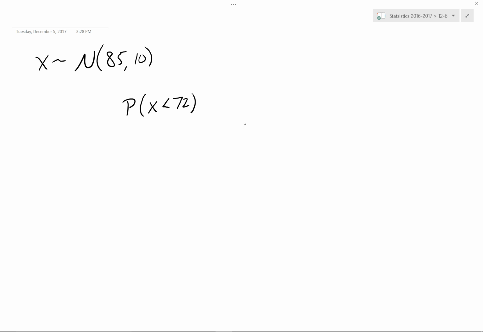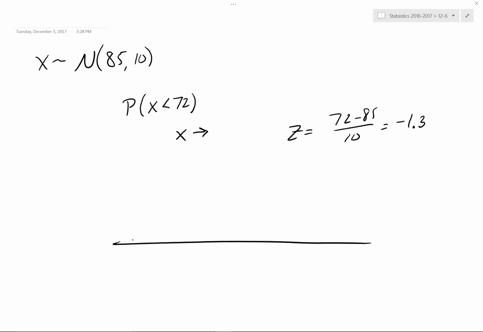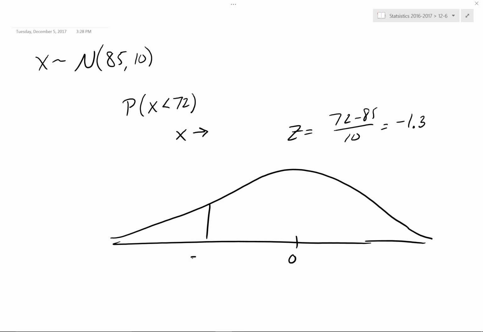So here it is. What I'm going to do is convert an x to a z. To do that, I'm going to make a z-score. So it's going to be 72 minus 85. It's going to be a negative z-score, of course, because it's below the mean. So here's the game. We're going to go from here to here. And here's 0, of course, here. And here's negative 1.3 standard deviations. I want to know how much is from here down.